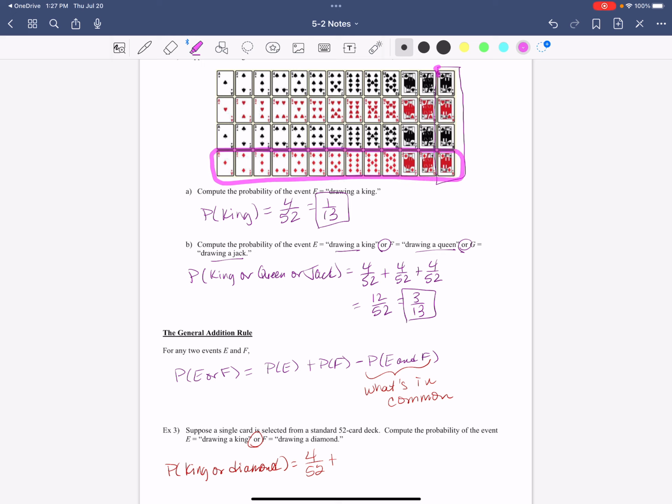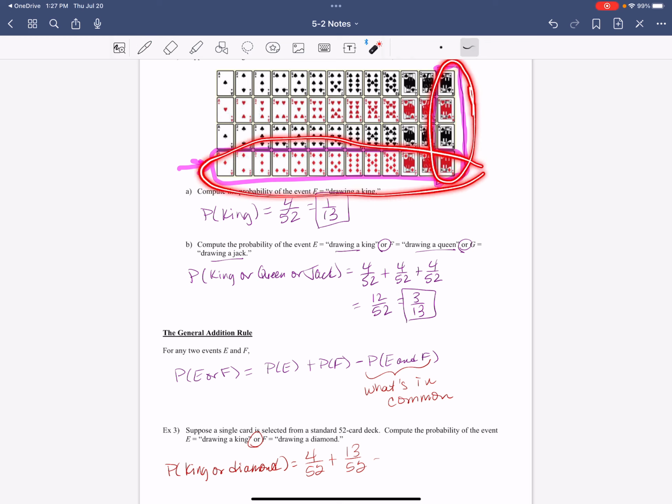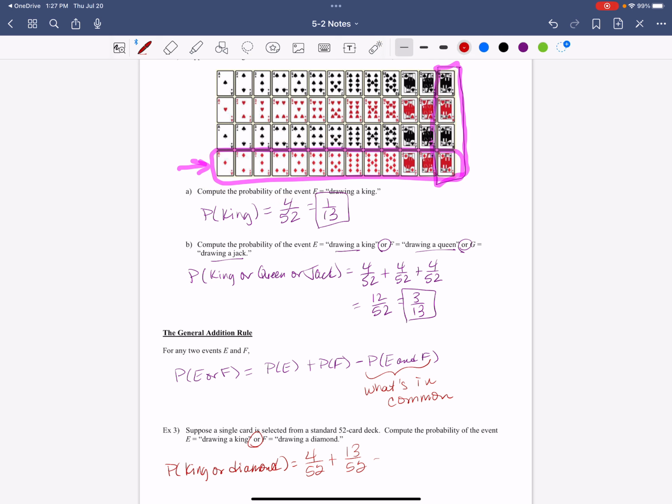So look what happened here. I'm going to make this one highlighted so you can see a little bit better. How many diamonds are there? There are 13. But do you see how when I'm looking at my kings and my diamonds, I have an overlap in the corner, a king of diamonds? Well, you can't count this twice. Right now we're counting that number twice. That's why we have to do this subtraction. That is what is in common.